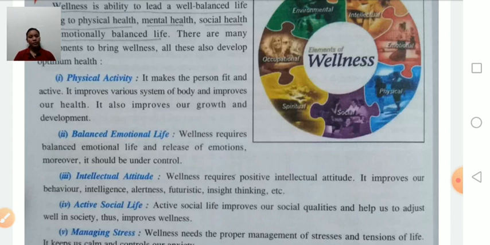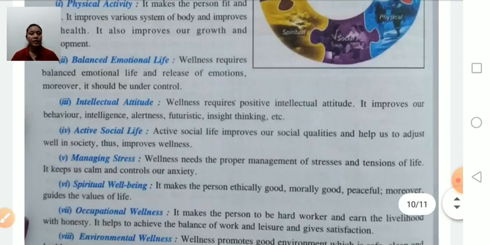Intellectual wellness. Intellectual wellness means the ability to learn and use information effectively. If the person is intellectually well, then it will improve our behavior, intelligence, alertness, and thinking. It will help to balance.